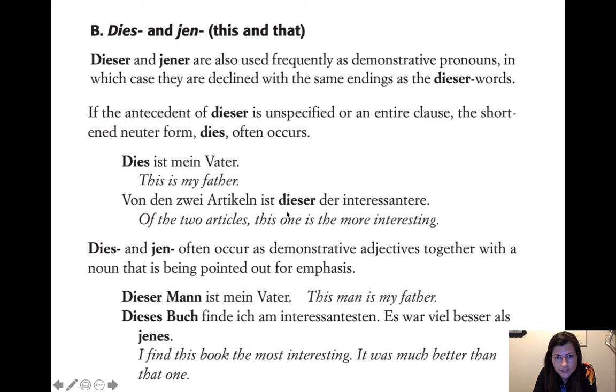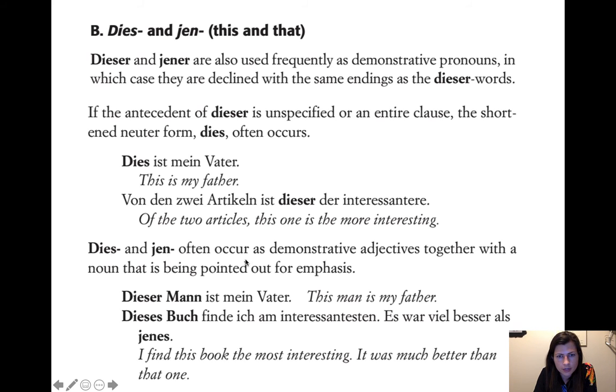Von den zwei Artikeln ist dieser der interessantere. Of the two articles, this one is the more interesting. Yeah, so dieser, you can just leave out the noun as you might expect because it's just Artikel, right? Von den zwei Artikeln ist dieser Artikel der interessantere. So Artikel has been removed because it's already said, so you just say this one, meaning this article.